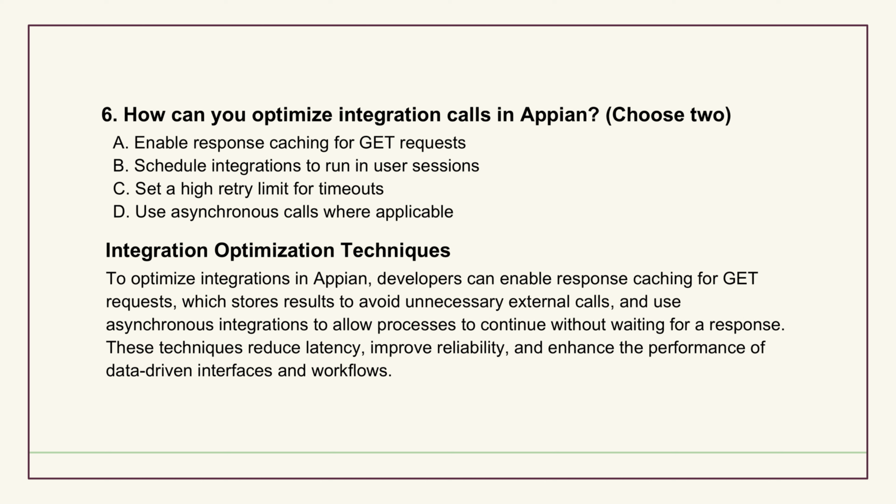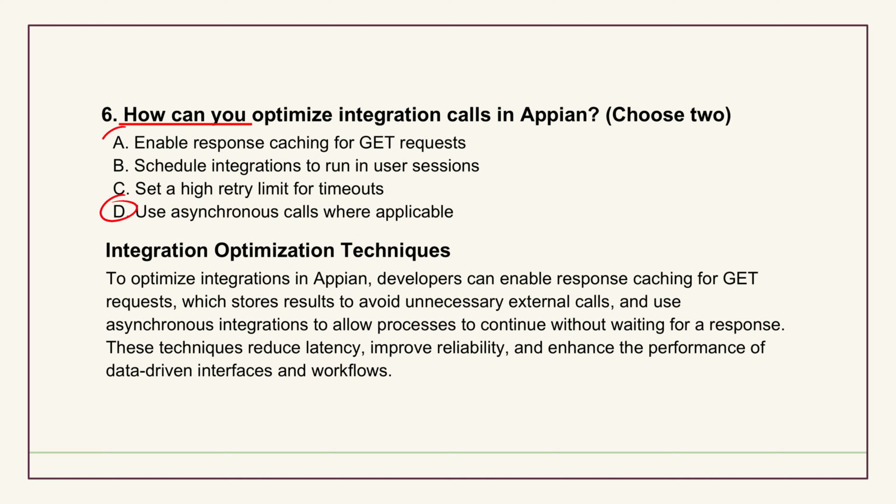Okay, question 6. Back to integrations. How can you optimize integration calls? This one asked for 2 answers. Right, multiple choice, multiple answers sometimes. The correct ones were A, enable response caching for GET requests, and D, use asynchronous calls where applicable.